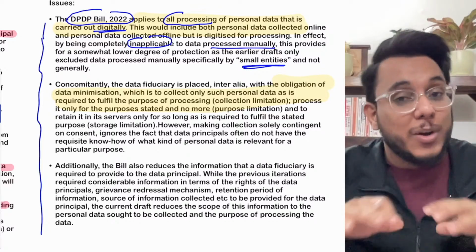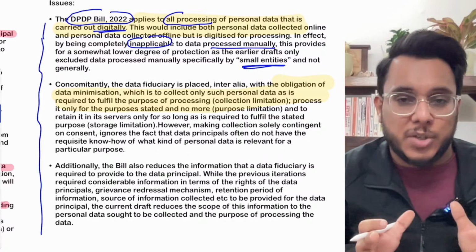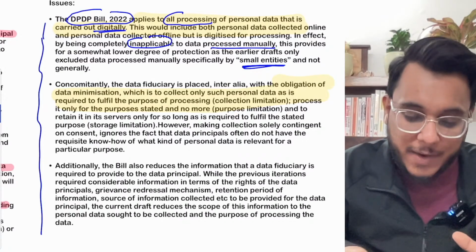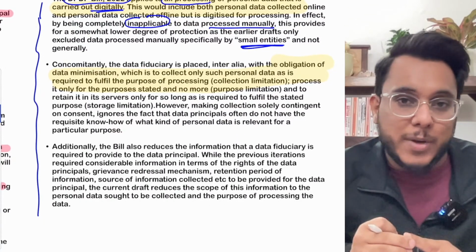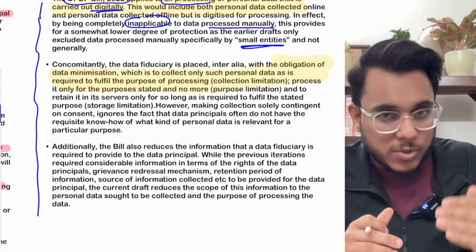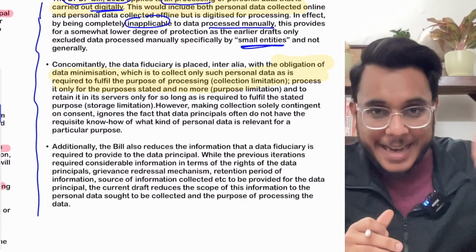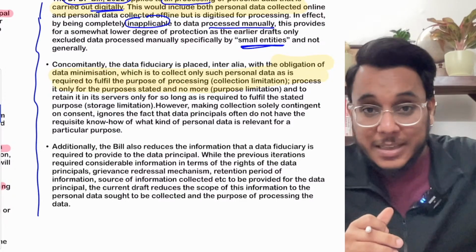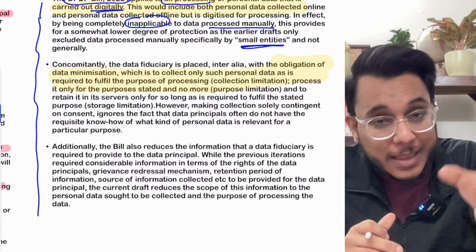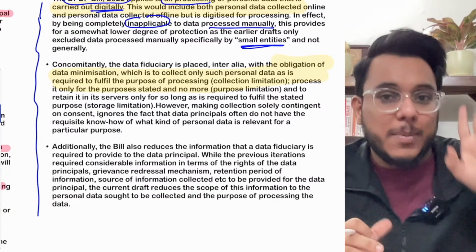Okay, but now it has made a kind of general exception. So here there might be some misuse that can happen. Fine. Okay, one more thing I want to tell you. See, data collected digitally, fine, digital processing, the bill will apply. Data collected manually, but the processing is digital, the bill will apply. But third, when the processing is manual, then the bill will not apply.